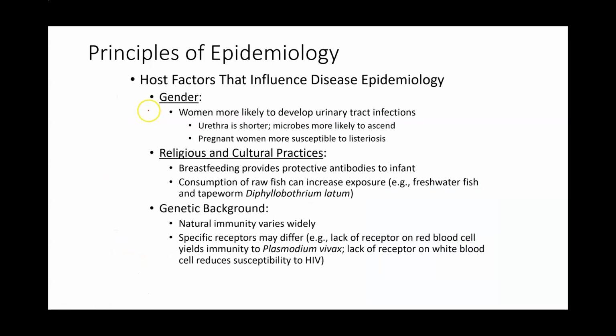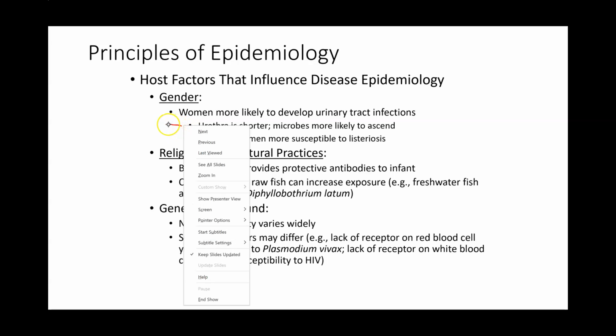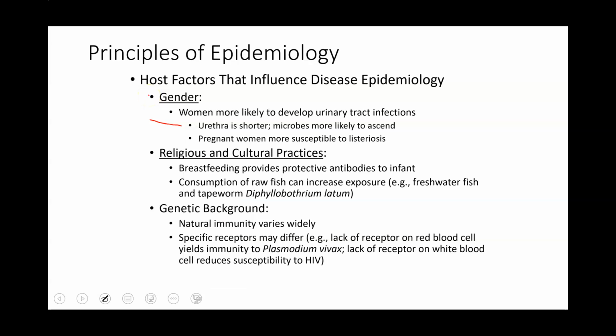Your gender can influence the disease that you get. So women are more likely to develop urinary tract infections, and there's a reason for this. We have a shorter urethra. Male urethras are very long. They go all the way through the penis to the bladder. Females have a very small urethra that runs from the external environment to the bladder.